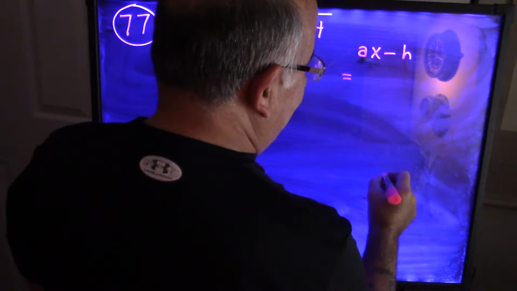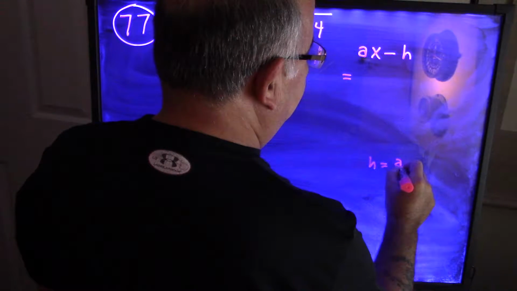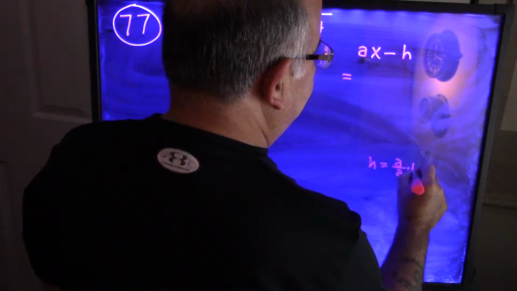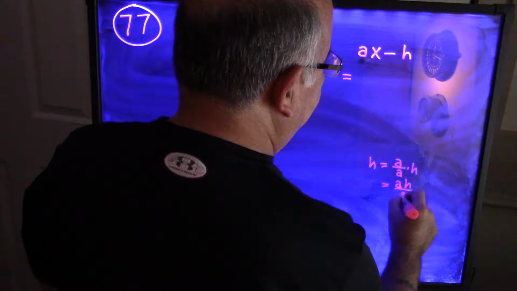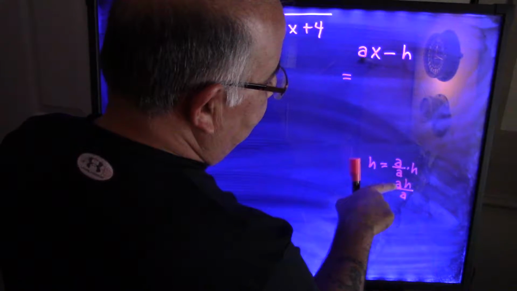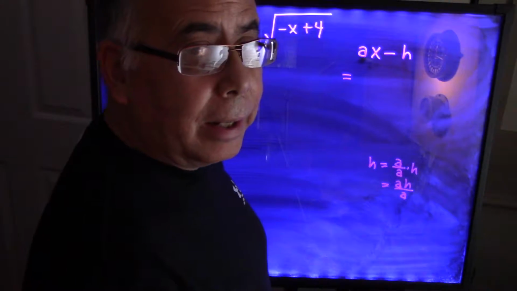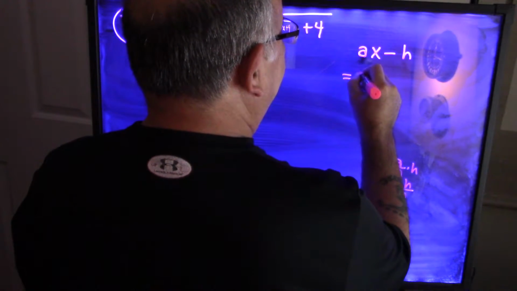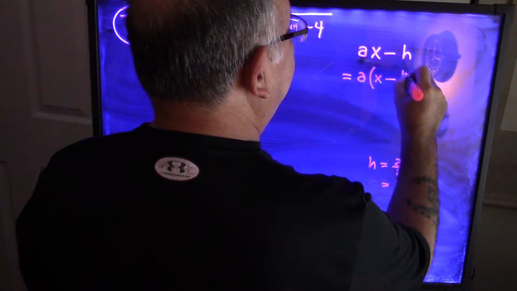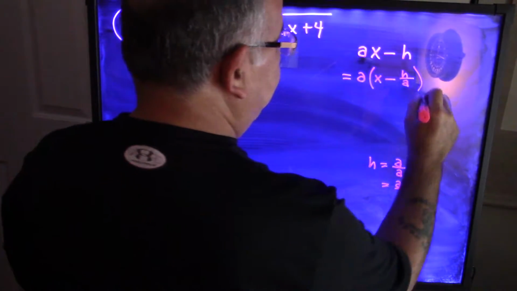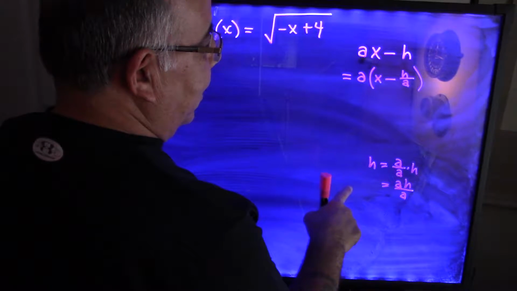Well, let me go down a little ways here. h is equal to a over a times h, correct? And that equals a h over a. Now we have a common factor of a, don't we? And we can pull that out, and that'll leave you with just h over a. So I'm going to factor out the a. That leaves me with x minus h over a, just like I did here. And I pull that factor in the numerator out, the a.